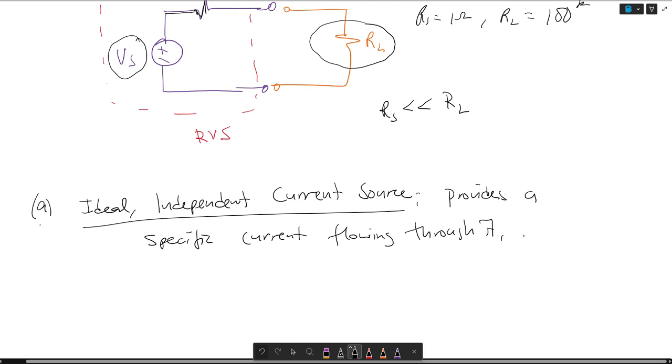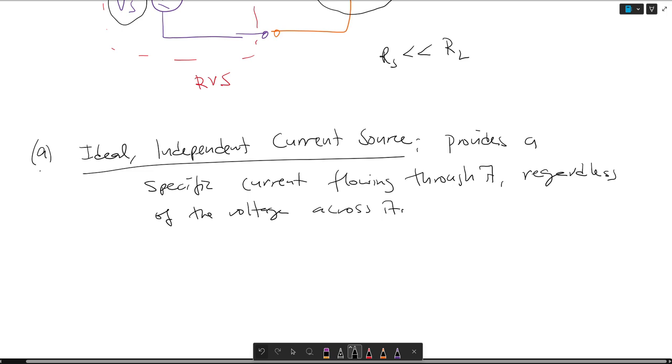And regardless of the voltage across it, again, I is equal to IS for any Vs not equal to infinity.